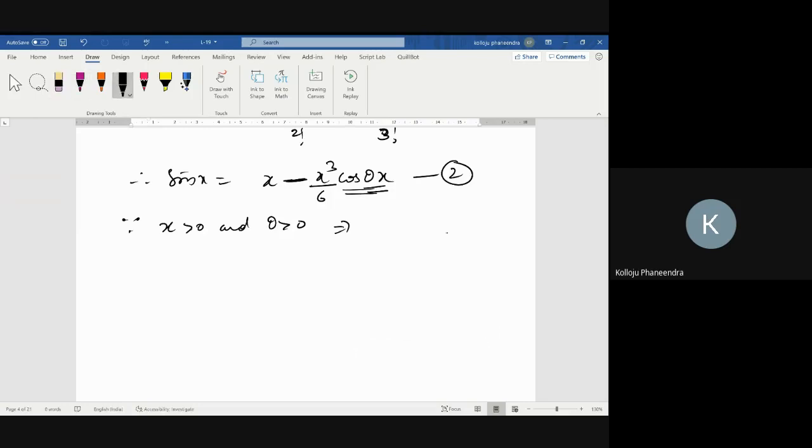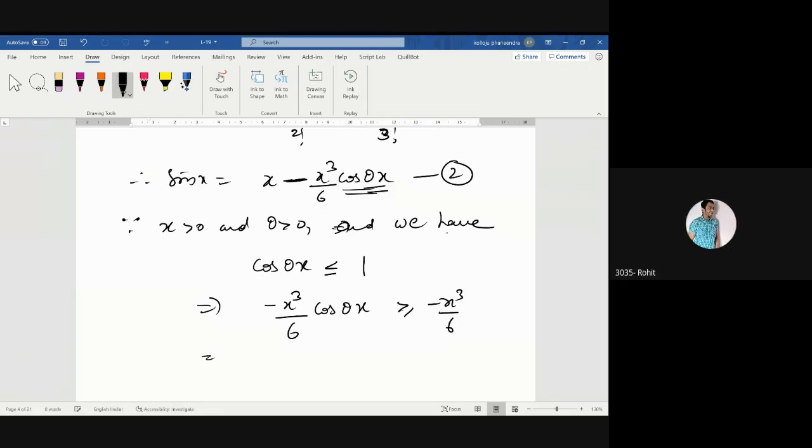Use that one. Theta is greater than 0, and we have cos theta x less than or equal to 1, right? The range of cos is -1 to +1, and cos theta x is less than or equal to 1. This implies, multiplied by this x cube by 6, cosine theta x is greater than or equal to minus x cube by 6, right? It won't be equal, no, sir, because neither of them is 0. Theta is not 0, x is not 0. So it won't be equal to 1, only less than 1.